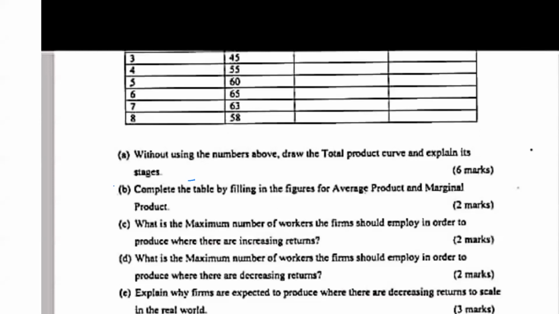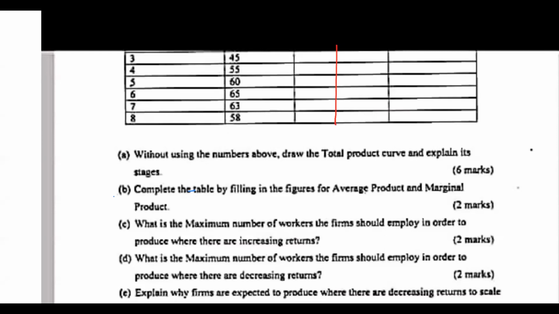So you had already filled in the, what's this? Marginal product. Marginal product was this side, right? And the average product here. You had filled in these. So now the questions were the same. Without using numbers, draw the total product. We did that already, right? Complete the table by filling in the figures. We did that already.